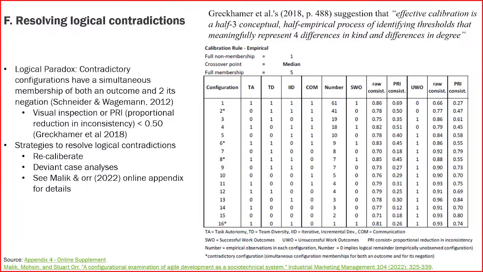There are two ways to detect that. Number one is to plot the truth table for the presence of an outcome and the absence of an outcome, put them together, and when you see that a condition contributes to both an outcome and its absence, that's not logical, right? So you need to re-examine that. Also, the PRI consistency, which is a special form of consistency, is very important to detect contradictory cases. It should always be more than 0.5. Whenever it is less than 0.5, that means there is some contradiction there. So one is visual inspection, and any configuration with a PRI consistency score of less than 0.5 needs re-examination.